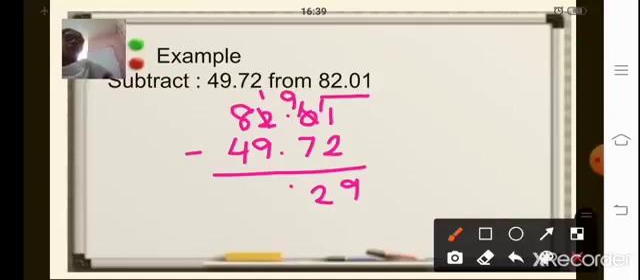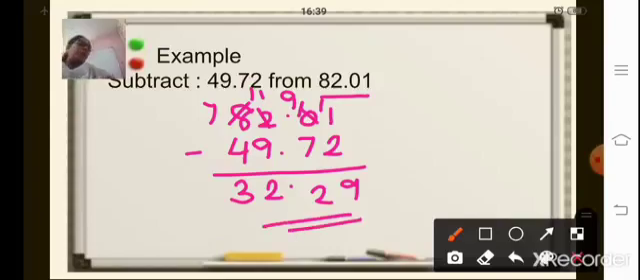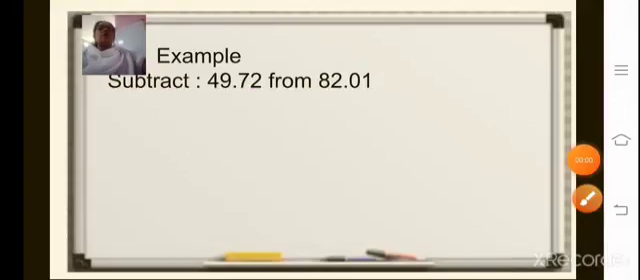Now 1 is smaller than 9, so borrow from here. Now 11 minus 9 is 2 and 7 minus 4 is 3. So your answer is 32.29. Okay, let us start with our exercise sum, that is 7.1.